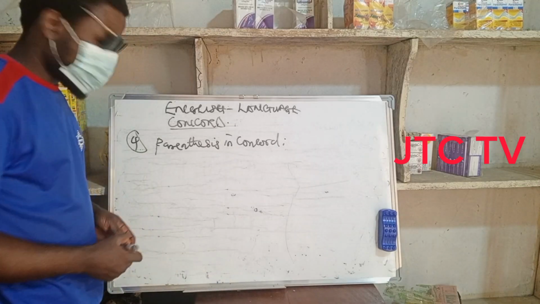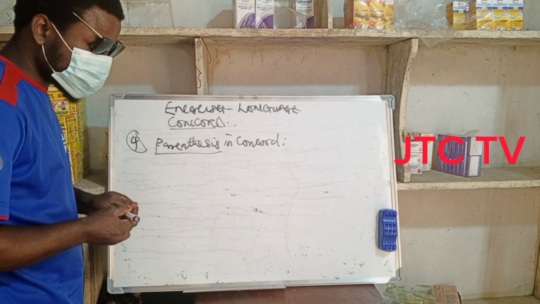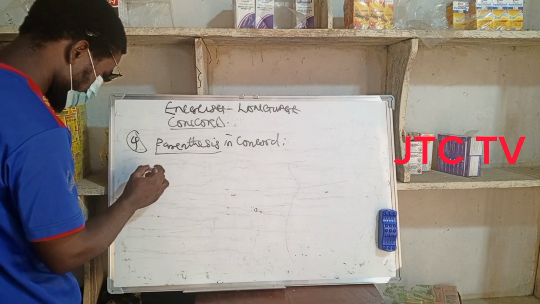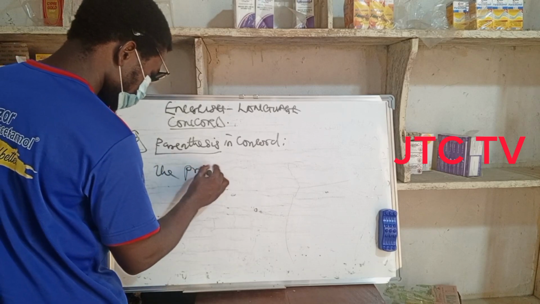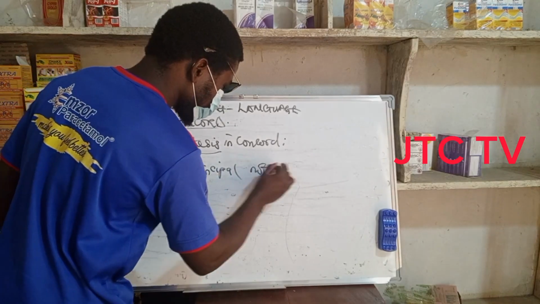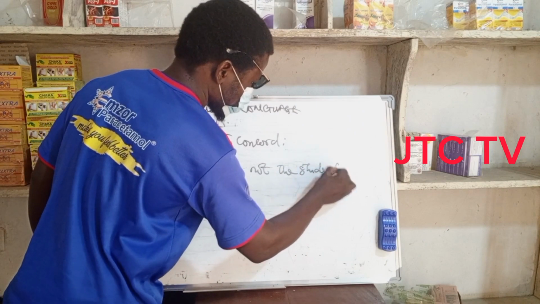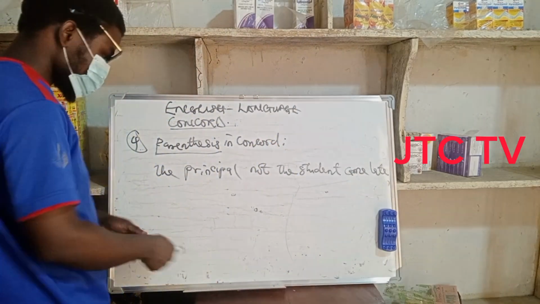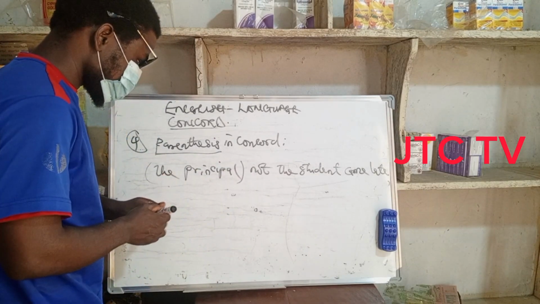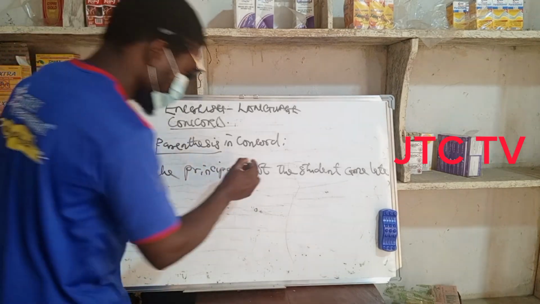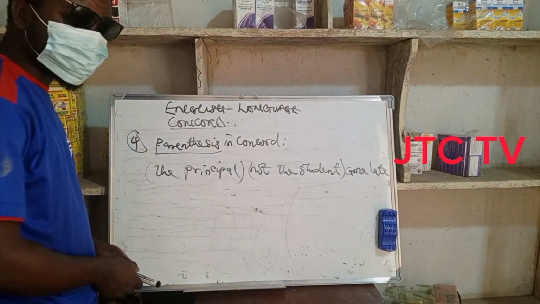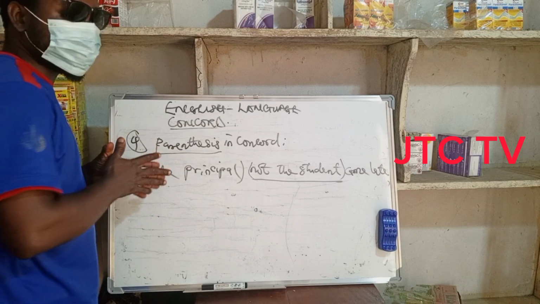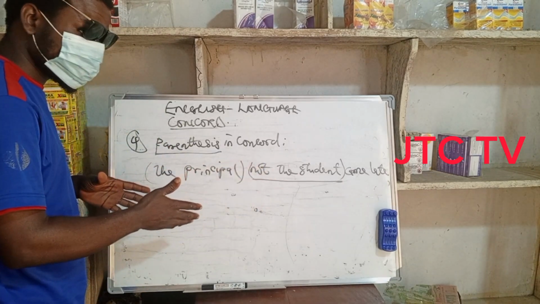Let's digress a little. What is parenthesis? Parenthesis simply refers to an additional statement in a sentence or clause. For instance, when we have a statement like this, the principal, not the student, came late. Here the principal is the statement of its own, and not the student is another statement. So here we have the parenthesis.